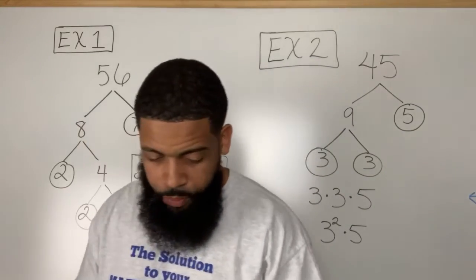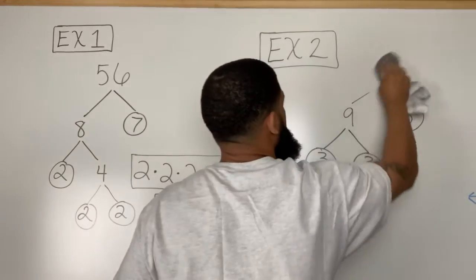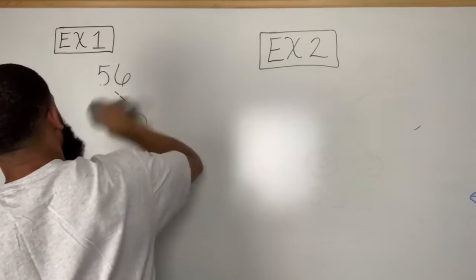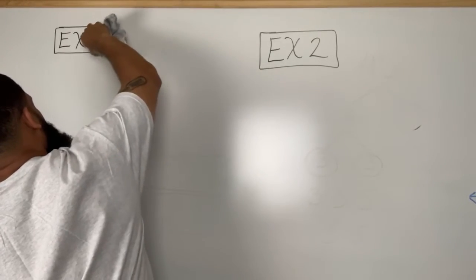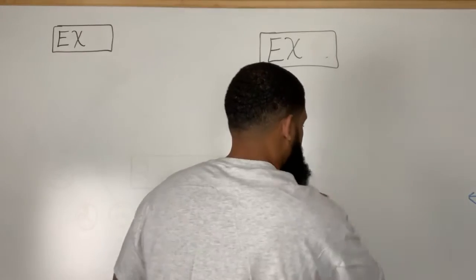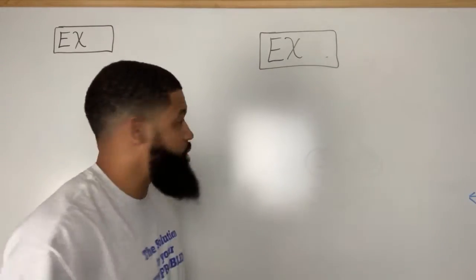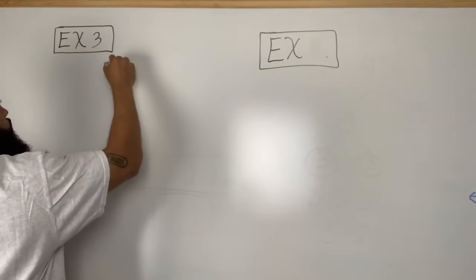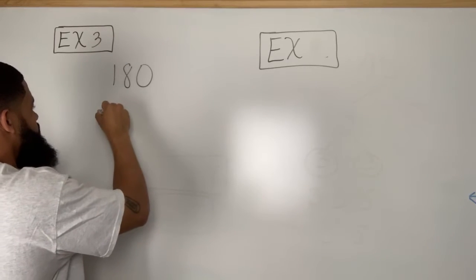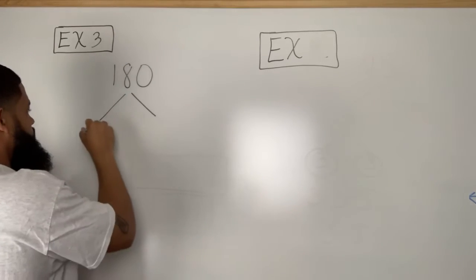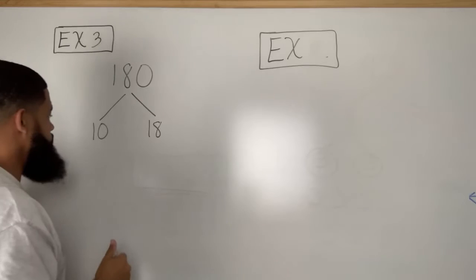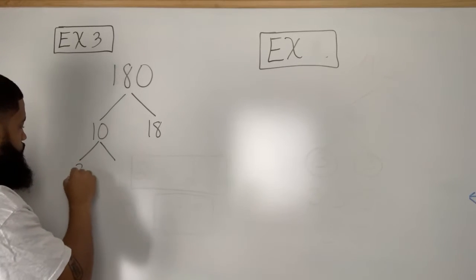All right? Let's do a couple more examples of that. Let's break these down. And we want to look at example 3 and example 4. Okay? So, example 3, I'm going to use the number 180. Let's use a larger number. So, 180. All right? 180, I want to start by doing, let's do 10 times 18. All right? So, I have 10 here. Now, 10 can be broken down to 2 times 5.